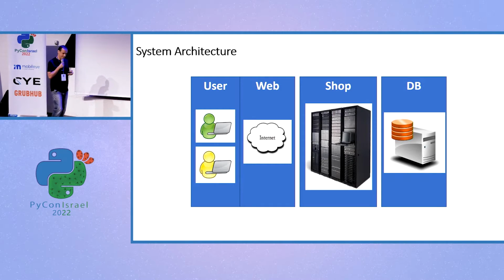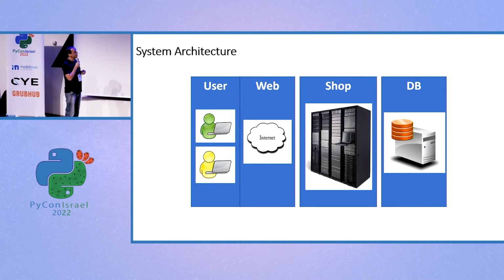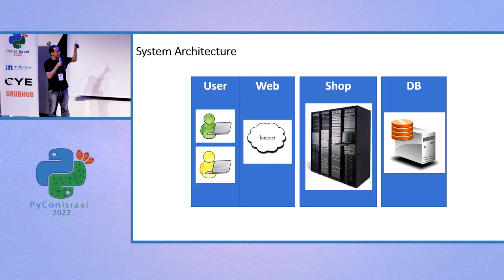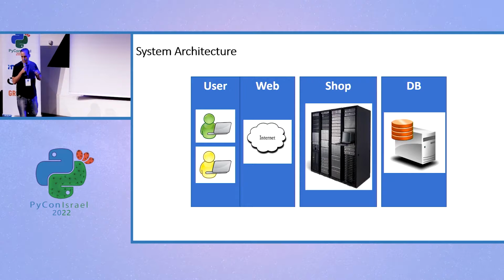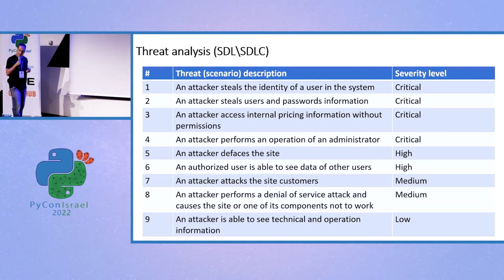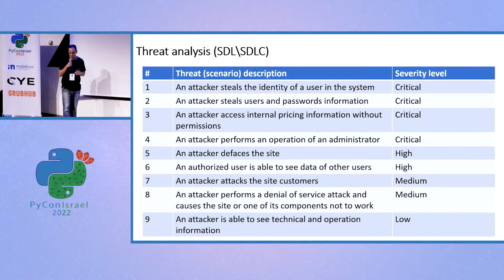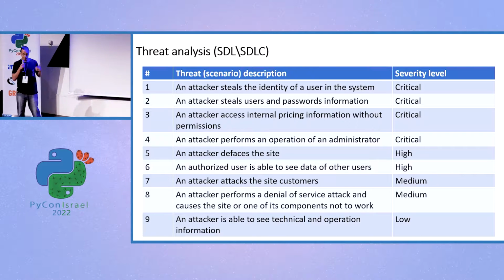So the system that we are going to show the demos on is a typical shopping website. You have the users that connect through the internet to a web server, and you have a database. Very typical architecture, very simple one. And if you think about the security development lifecycle, as I mentioned, you can start thinking about the threats and design issues even before you write a single line of code. And this is an example of threat modeling, or threat analysis.